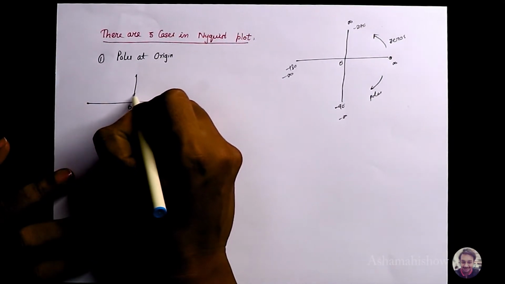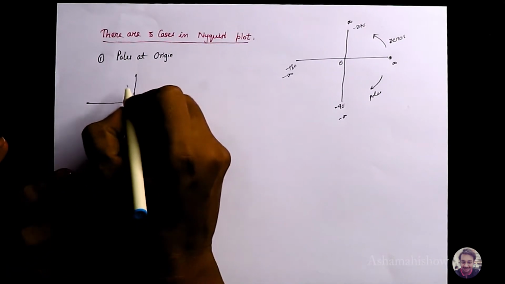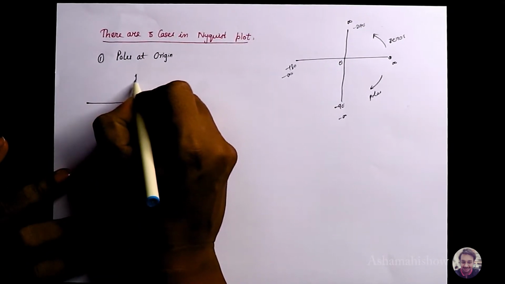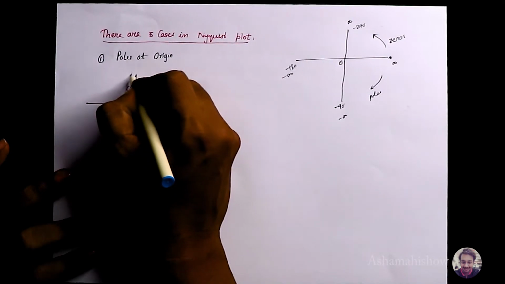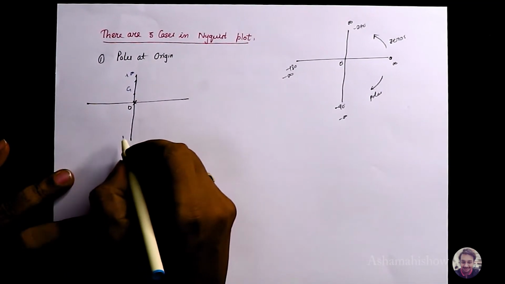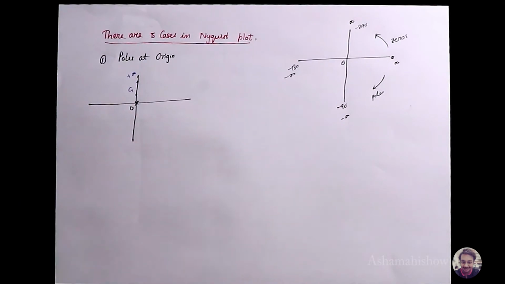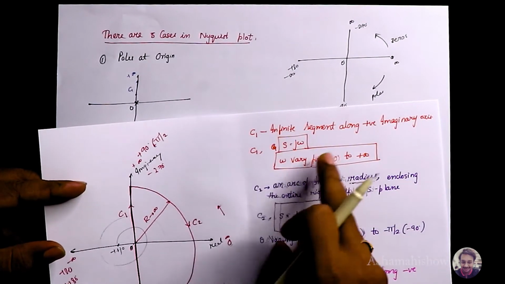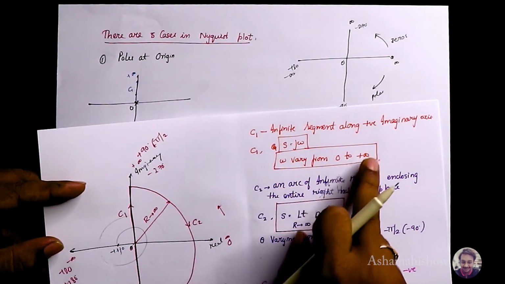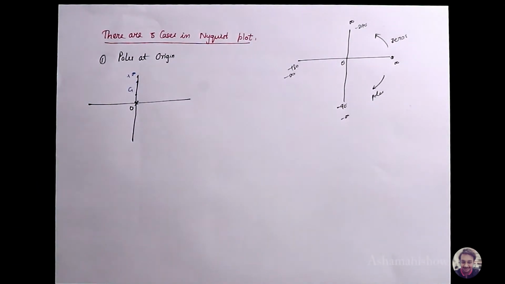So here I have to start from here because it cannot start at origin. I have to start my C1 here. As they say, C1 is on the positive imaginary axis and it always varies from 0 to plus infinity. As I told here, C1 always varies from 0 to plus infinity.